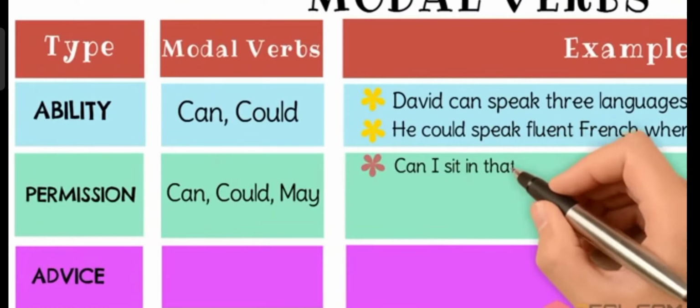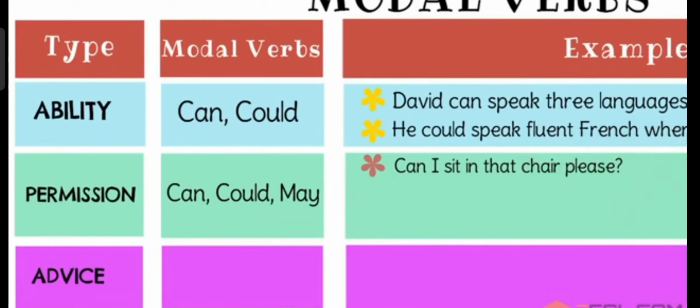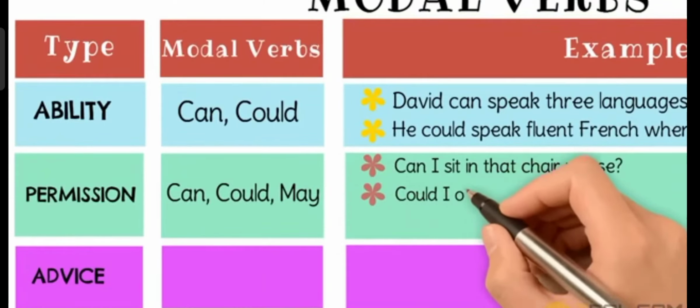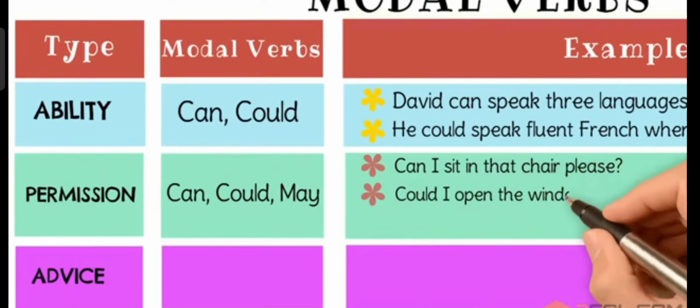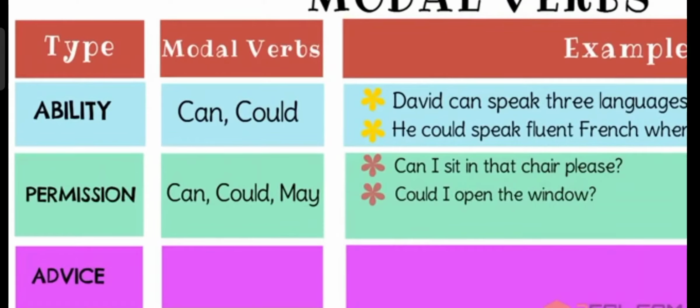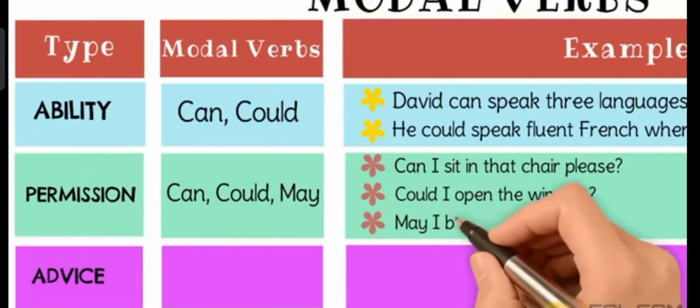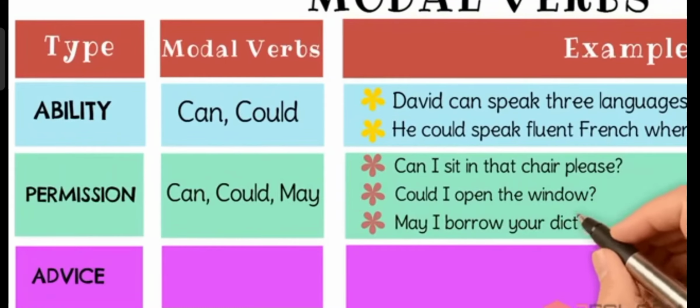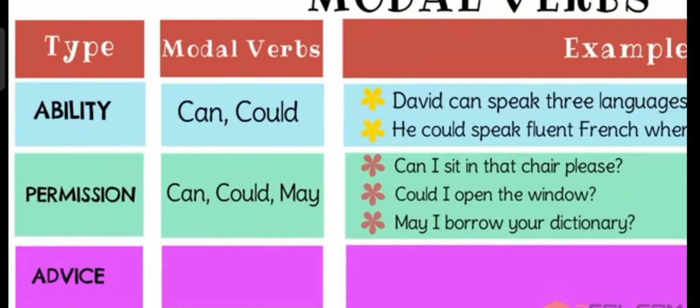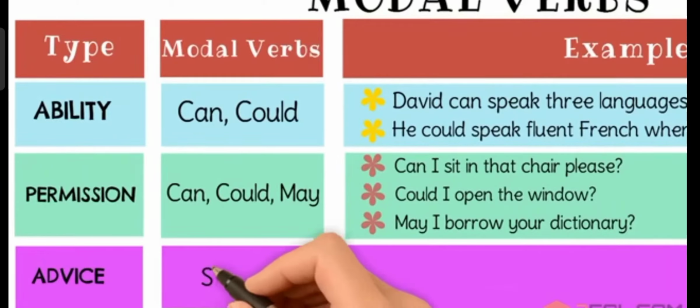We can see the example: can I sit in that chair please? You're asking for permission. Could I open the window? Again you're asking for permission. May I borrow your dictionary? Here you are asking for permission.